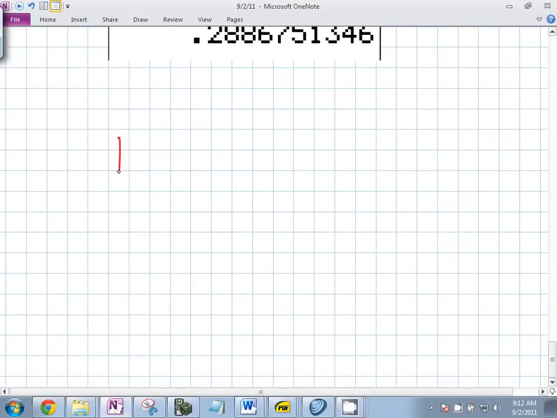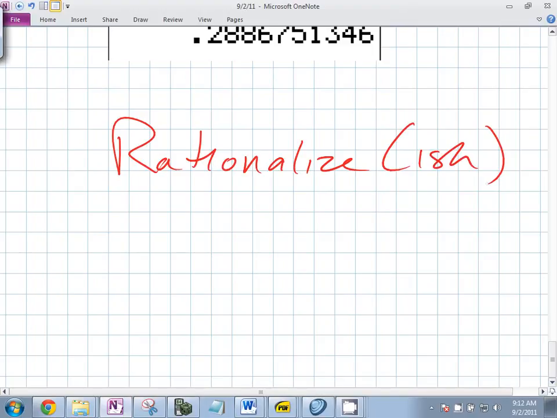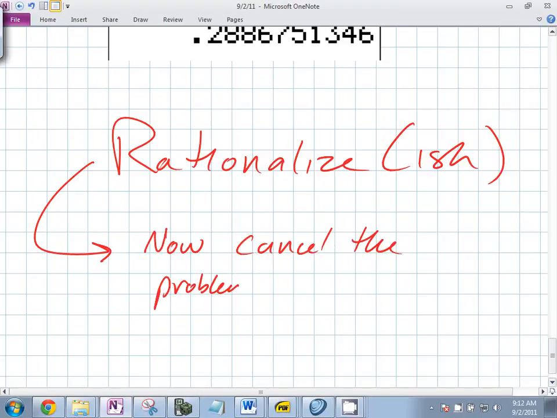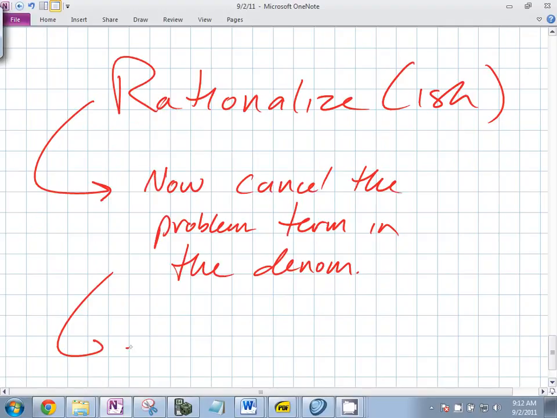We'll just call it rationalize-ish. We still end up with a radical in the denominator, but what did we do? We rationalized so that we could now cancel the problem term. The more important thing is we got it out of the denominator. The problem term was there because we called it a problem because it created a 0 in the denominator. It's gone. And now what can we do? Now we can evaluate. Cool, huh? Yeah. You like that?